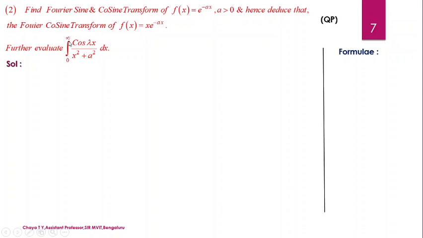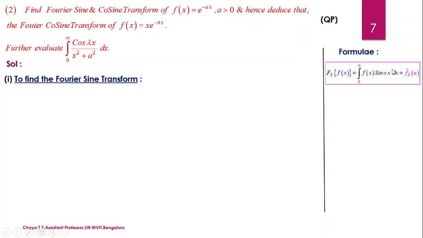So totally three stages or three steps should be considered to solve the problem. So what is the first step? Find the Fourier sine and cosine transformation, for which we are going to write the formula.